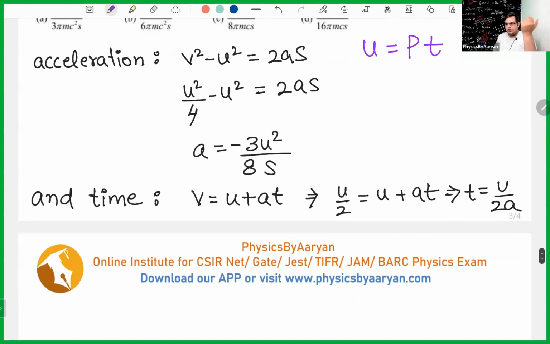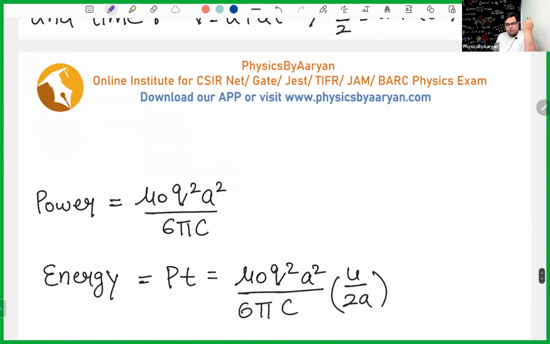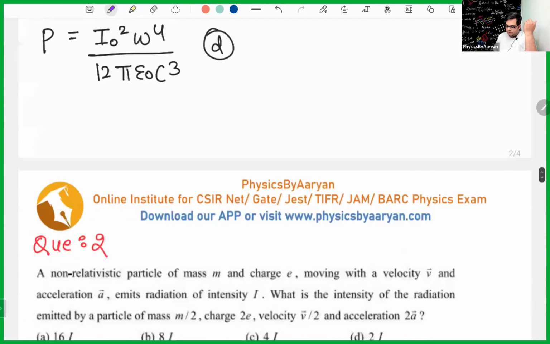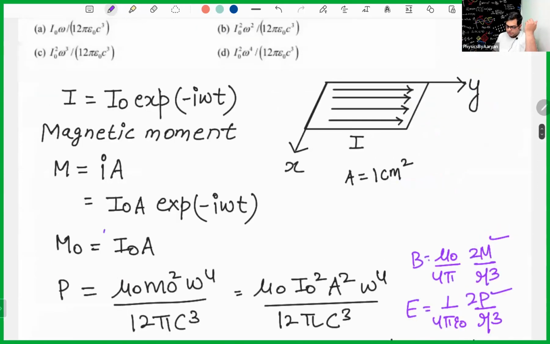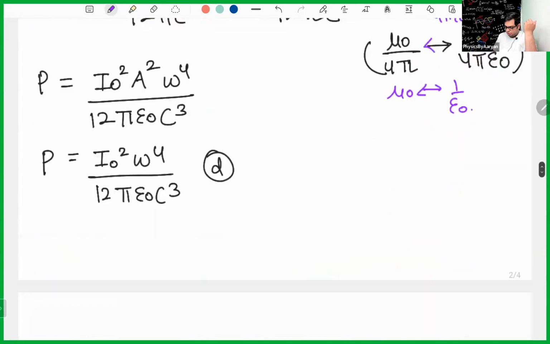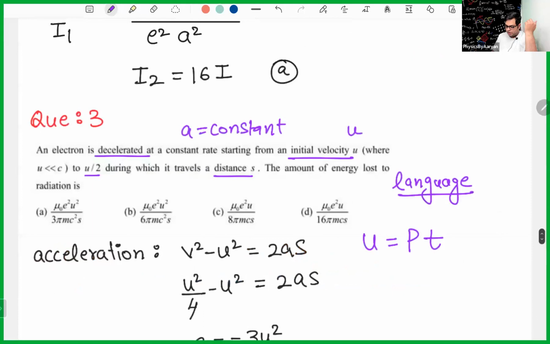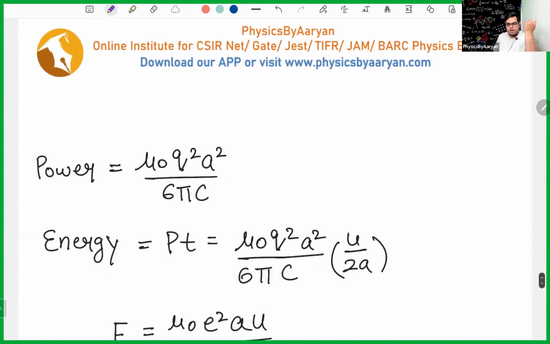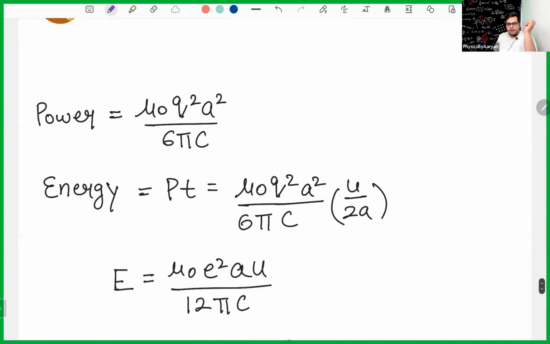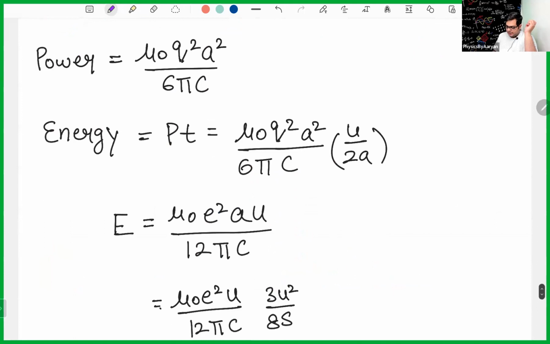Okay, now let's find the power. Let's go for the formula; you should look at the formula yourself. So the power is mu naught q square a square by 6 pi c. Then energy is power into time, so I write power, and I write time, u by 2a. I cancel it out and I get this energy.